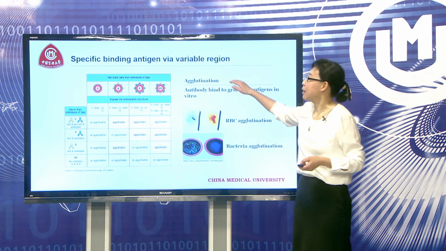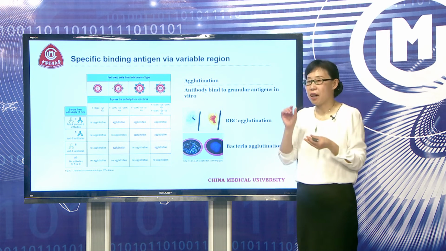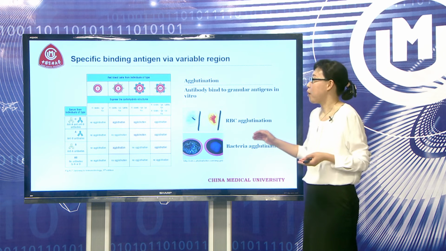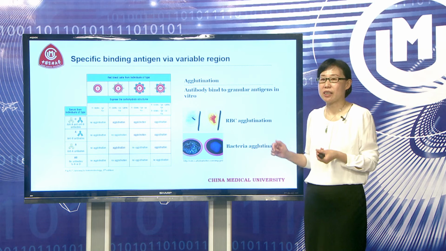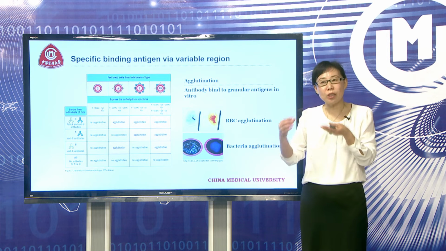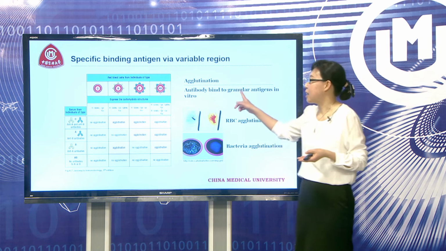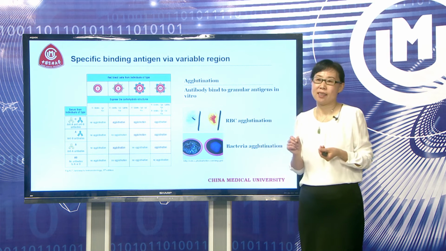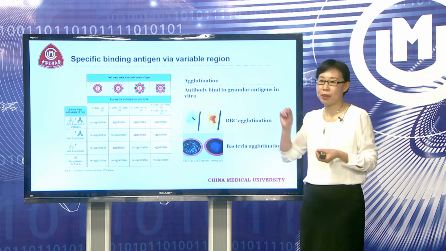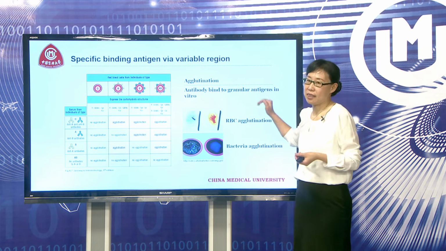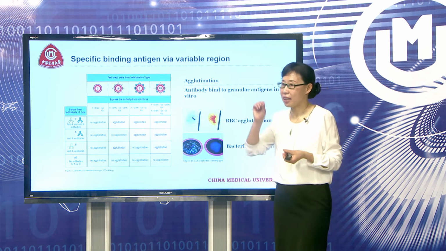And next one is agglutination. Agglutination is a phenomenon when the antibody binds granular antigens in vitro, so the agglutinate can be visualized. This agglutinate is an antigen-antibody complex. Red blood cells are very good granular antigens. Our red blood cells express some antigens.